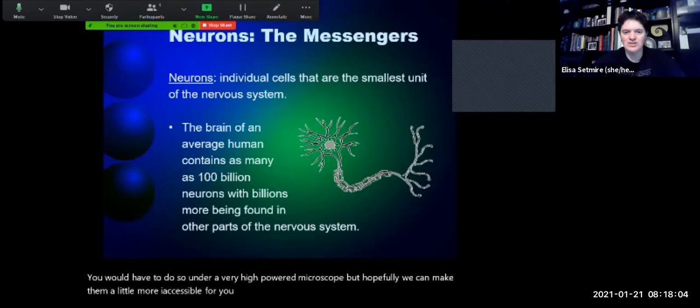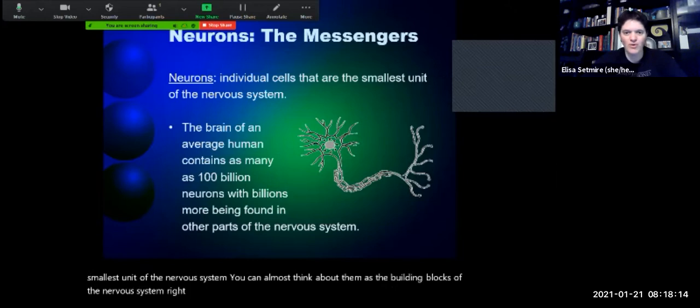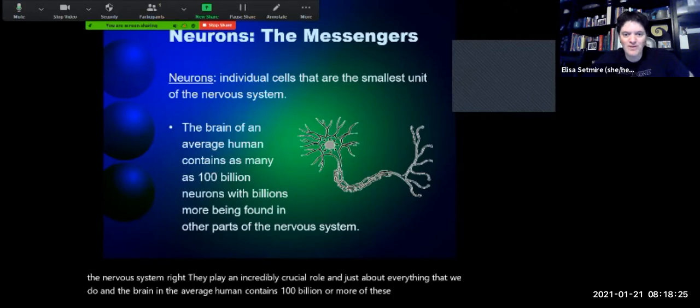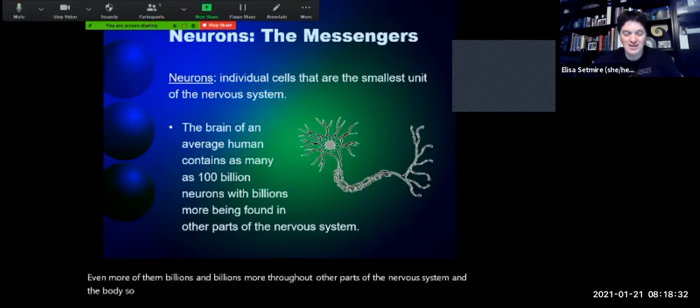Neurons are little individual cells that are the smallest unit of the nervous system. You can almost think about them as the building blocks of the nervous system, right? They play an incredibly crucial role in just about everything that we do. The brain of the average human contains 100 billion or more of these neurons, and there are even more of them, billions and billions more, throughout other parts of the nervous system and the body. So they really are a very key piece of our ability to interact with the world, to communicate, and to carry out just about every action that we do.